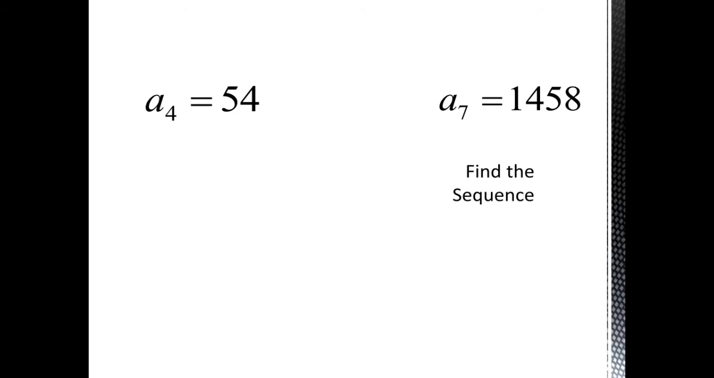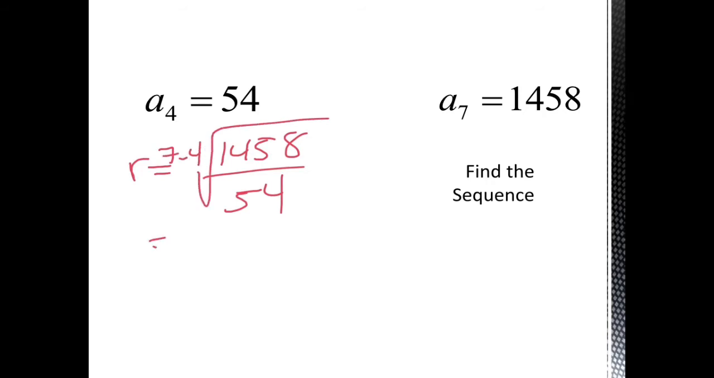Okay, here it gets a little tricky. So again, we have terms that are not next to each other, they're not consecutive. So we have to come up with something creative to help us find our common ratio. What we're going to do in this case is I'm going to be dividing the terms. So my ratio is going to be 1458 divided by 54. And then I'm going to find the 7 minus 4 root of that, which means I want to find the third root of 1458 divided by 54.